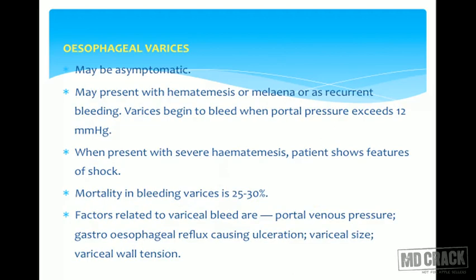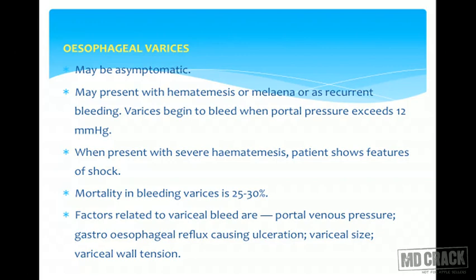Esophageal varices, when they are formed, can be asymptomatic. They may present with hematemesis, melena, or as recurrent bleeding. Varices begin to bleed when portal pressure exceeds 12 mm of mercury. When present with severe hematemesis, the patient shows features of shock, so the patient may bleed to death. Mortality in bleeding is around 25 to 30%.